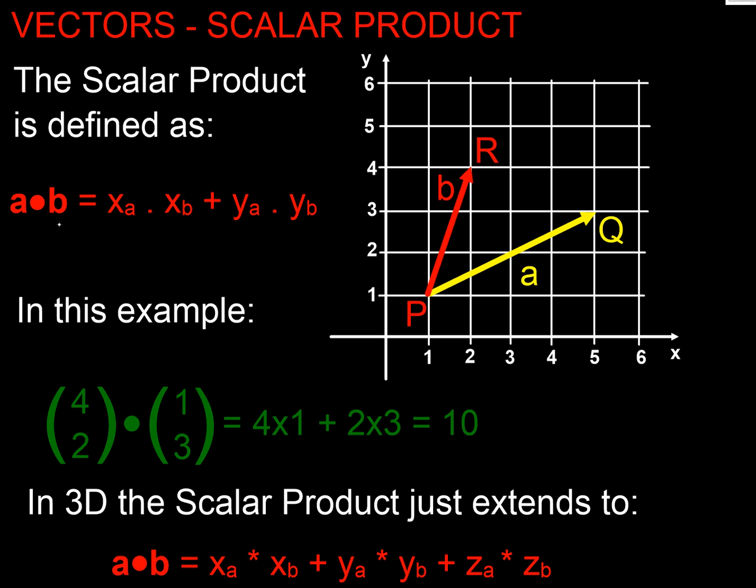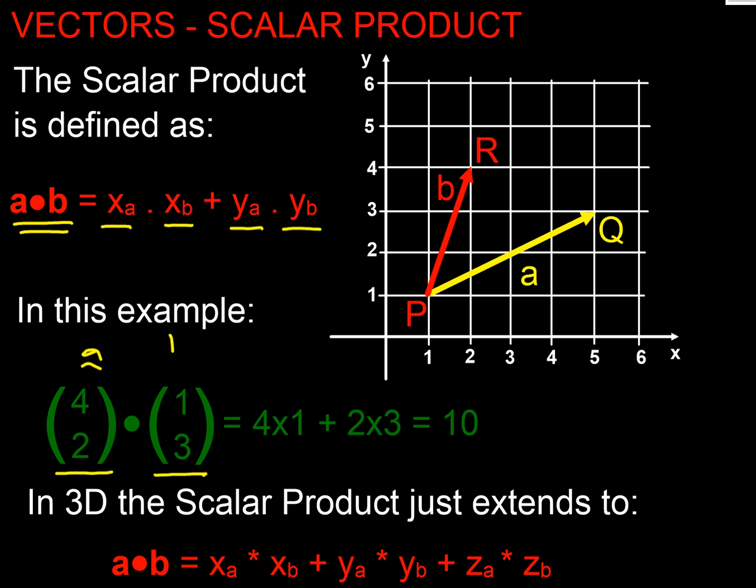The dot product of two vectors is written like that: a dot b, the scalar product. What we do is we multiply the x values together of the two vectors, and we multiply the y values together. So if I have two vectors, as I have here, my yellow vector, the A here is 4, 2, and the B vector is 1, 3.